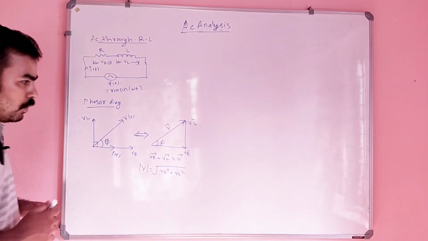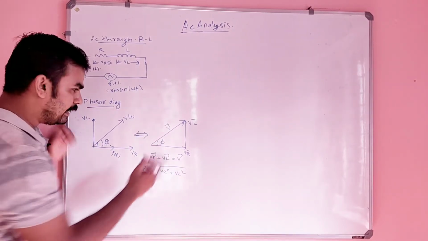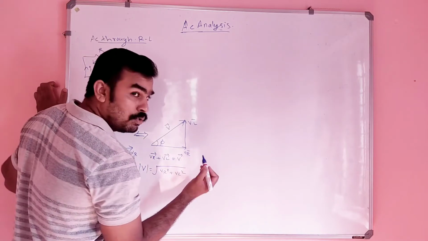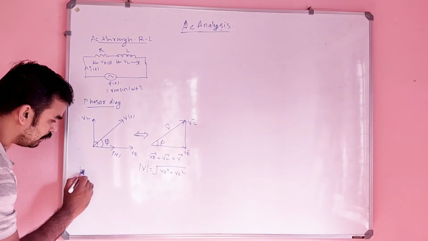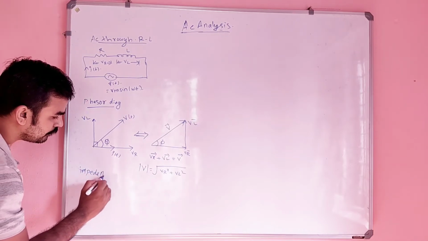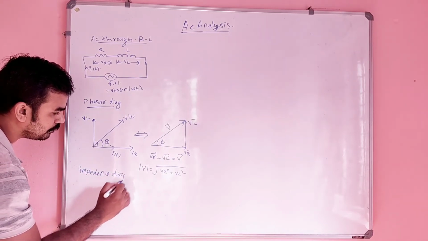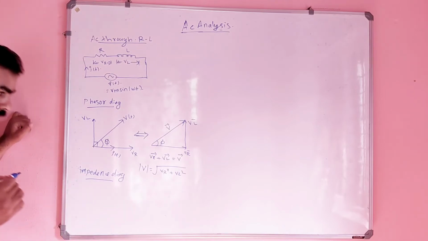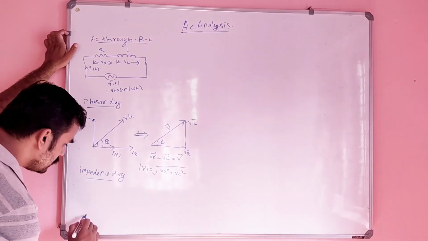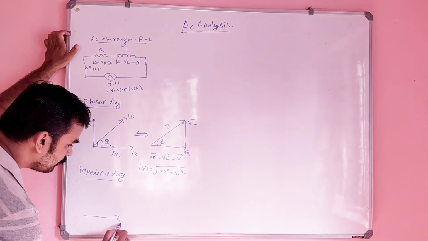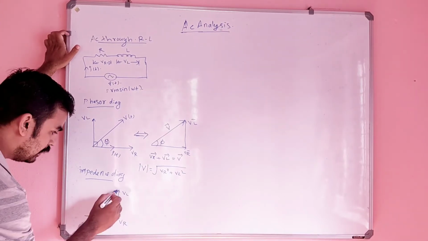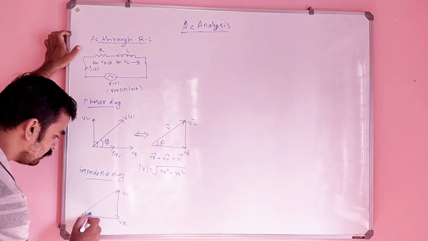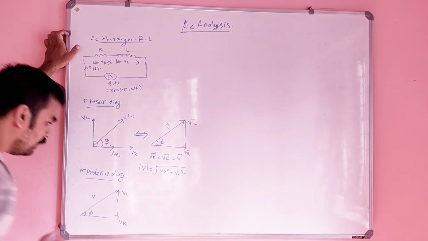Okay, this is the phasor diagram. Next I am going to draw the impedance diagram. Listen carefully. So this is VR, and this is of course VL, and this is V, making an angle phi.